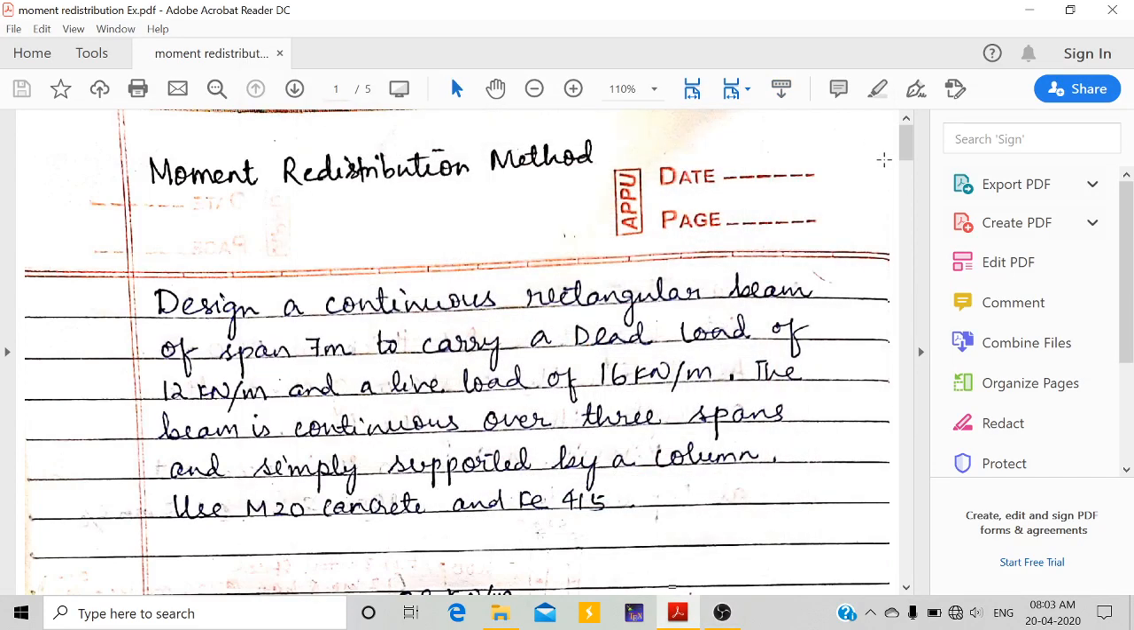Hello everyone. Today we are going to discuss the moment redistribution method. So this will be solving one example. We'll be designing a continuous beam using this moment redistribution method.